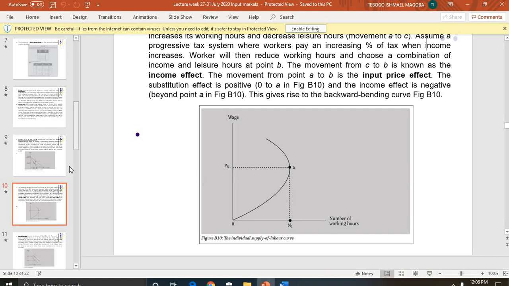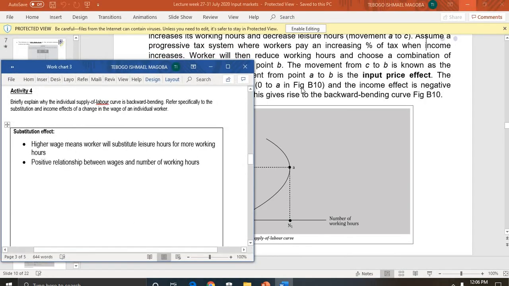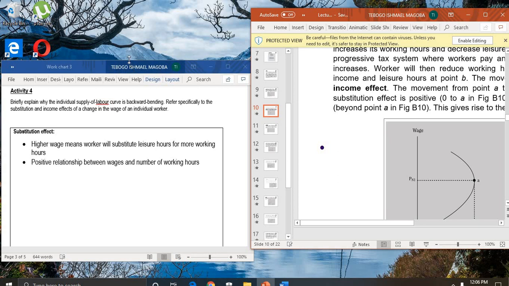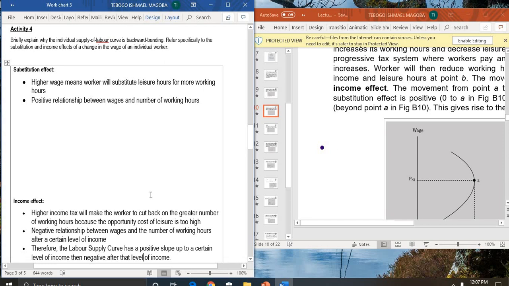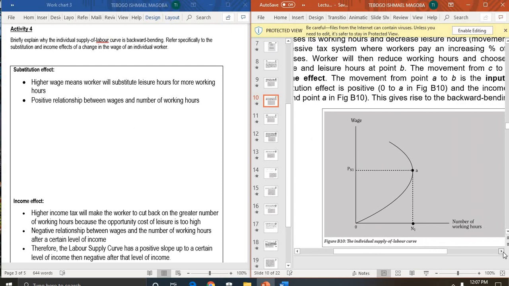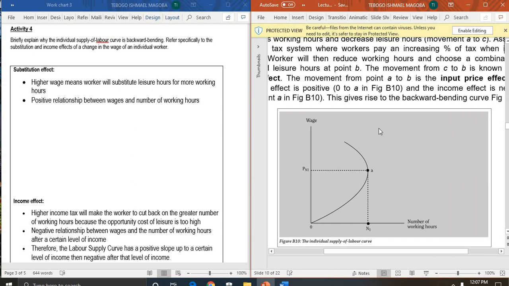Okay, now let's go back to our tutorial. Now the substitution effect, like I said, let me show both of these so that as I explain it, you'll be able to understand. Okay, just give me a minute as I move the graph inward so that you can see it. All right.